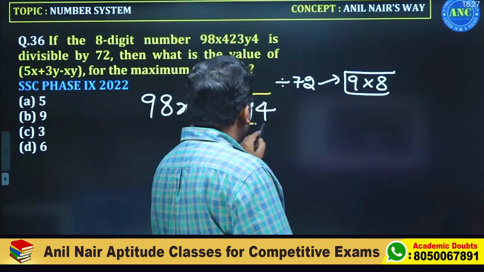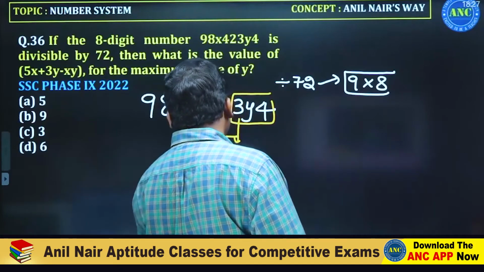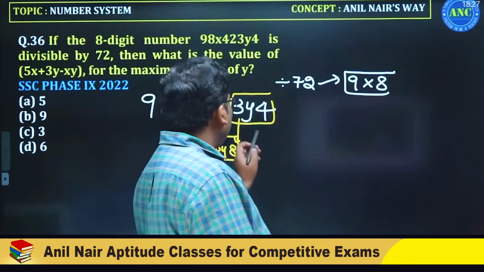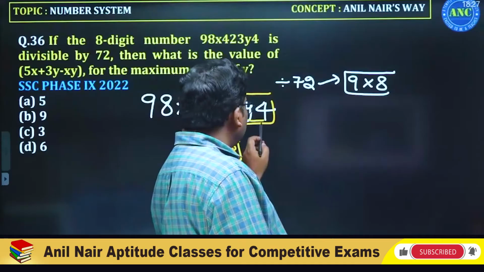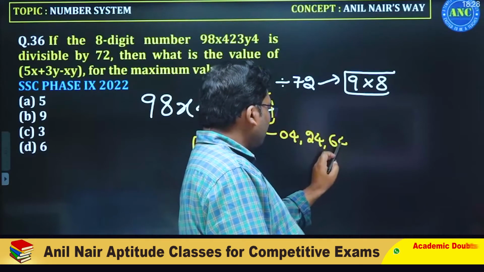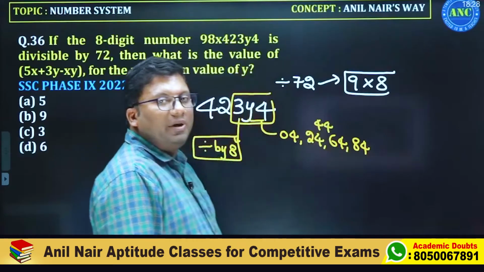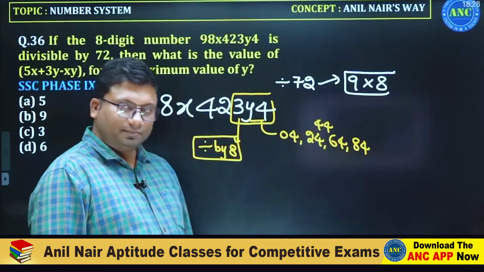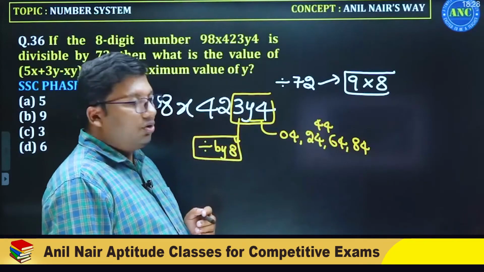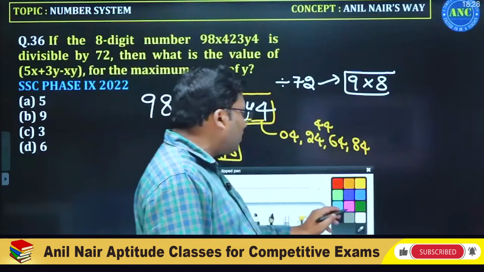The divisibility rule of 8 is that the last 3 digits should be divisible by 8. For it to be divisible by 8, it should first be divisible by 4, which means the last 2 digits should be divisible by 4. So y can take any even digit including 0, giving 04, 24, 44, 64, 84.